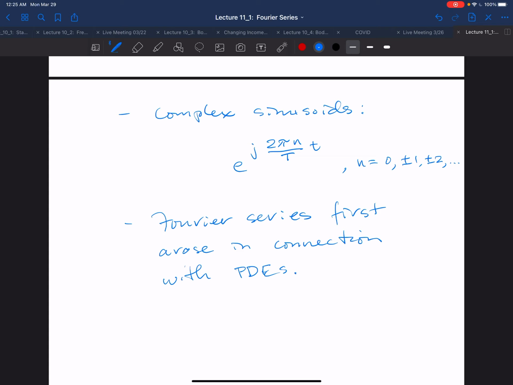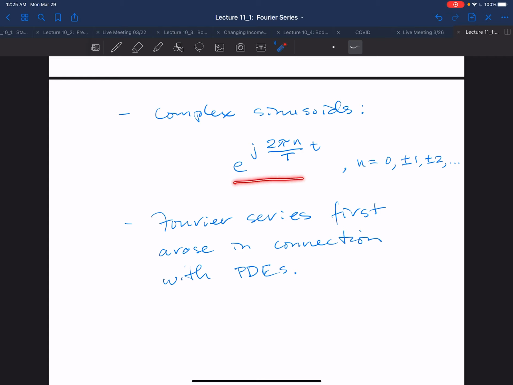So in this case, our fundamental frequency in radians per second is 2 pi over T. And we have all integer multiples of that. We'll consider all integer multiples of that and use terms involving those complex sinusoids in our Fourier series.